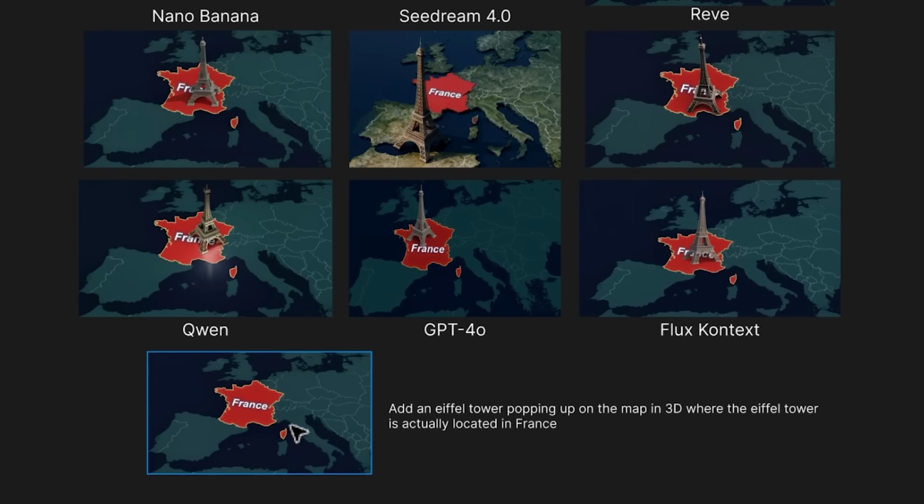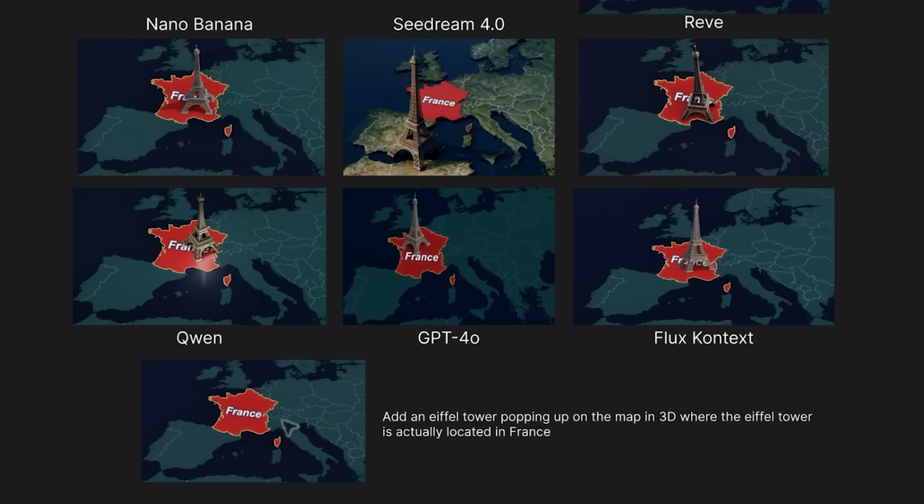But this is one of the images I ended up with while I was working on that. And then I used the prompt, add an Eiffel Tower popping up on the map in 3D where the Eiffel Tower is actually located in France, which is actually up towards the top of France about right here. And none of them placed it in the right spot.